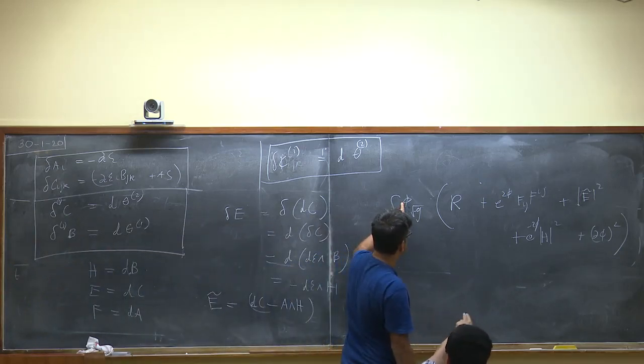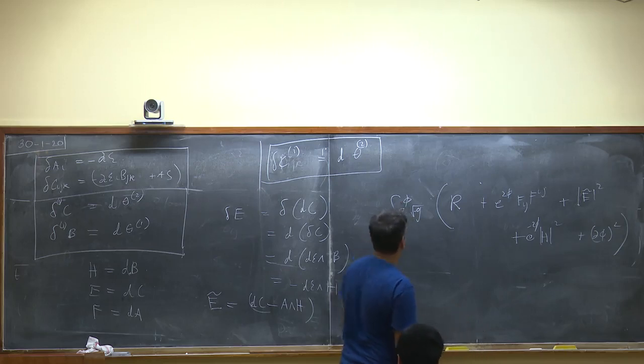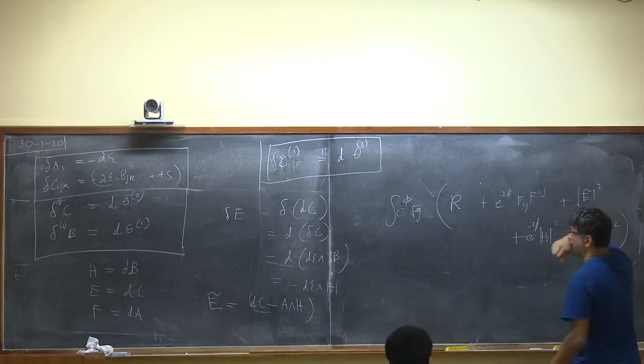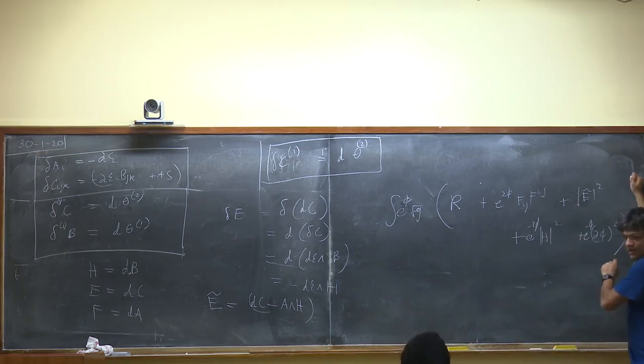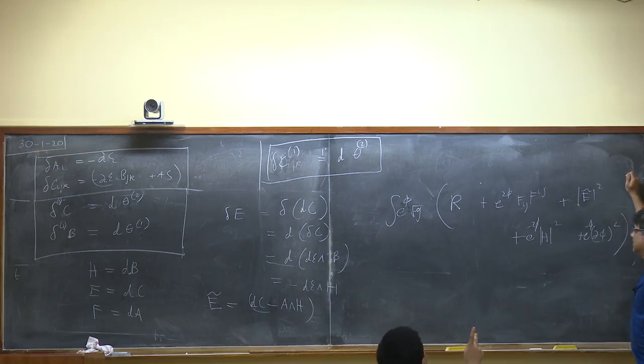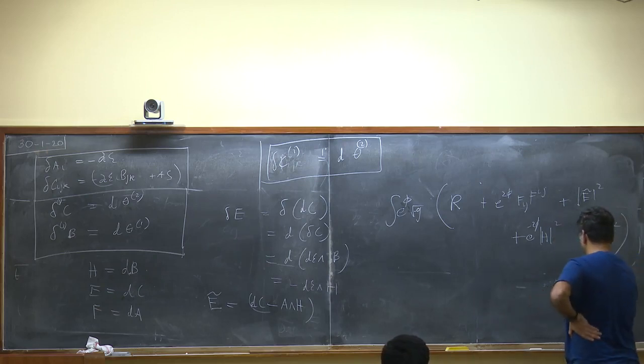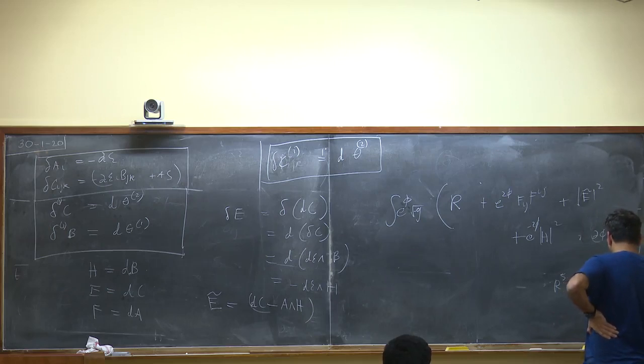So naively, that comes without anything. So you said this comes with an e to the power minus phi. Okay. It doesn't have any kinetic term. No, that can't be, right? Sir, can I say something? Yeah, tell me. R_5 is equal to R_4 minus 2 del square sigma minus 2 del sigma squared.